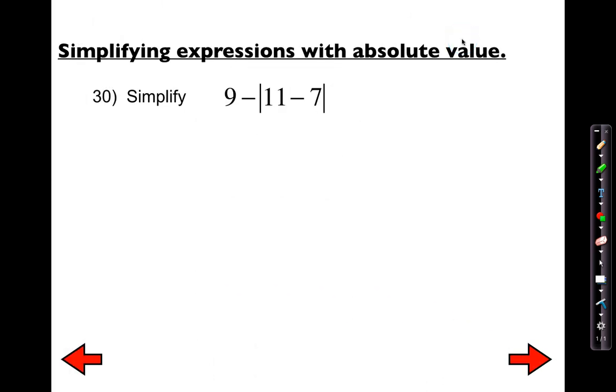Okay, so now what if they give you an expression that you need to simplify? Well, let's see. According to order of operations, I typically do parentheses first. I don't see any parentheses here, but guess what? The absolute value is a grouping. It's in the parentheses category, so I am actually going to do what's inside the absolute value first. So here, what is 11 minus 7? Well, it's 4. So we're still going to take the absolute value of 4, and then we're going to do 9 minus that. So now that we've done that, what's the absolute value of 4? It's just 4. So we're technically doing 9 minus 4, which gives us 5.